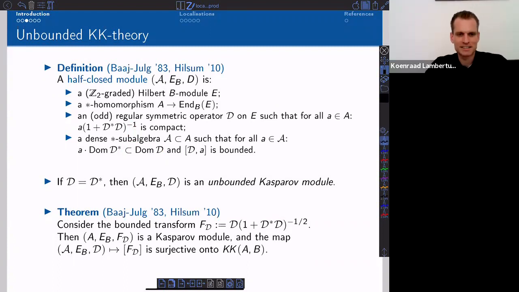Okay, so we can again associate a class in KK theory to such half-closed modules. So what we do is we take the bounded transform of the unbounded operator. And then it was proved by Baaj and Julg in the self-adjoint case, and he also showed it still works in this non-self-adjoint case, that the bounded transform defines a Kasparov module. And then we can take the equivalence class in KK theory of this bounded transform. And then we just define the class of a half-closed module to be the class of its bounded transform.